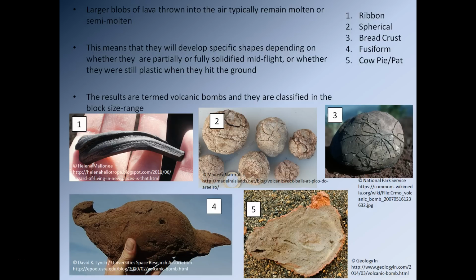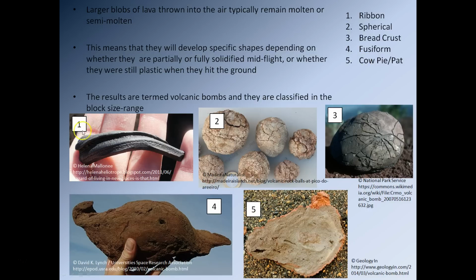So when you get larger blobs of lava thrown into the air, well, obviously, depending on what happens to them, they can cool in different ways. So it's how well cooled is the lava and how is it moving through the air. That will combine to essentially affect the shape of the particle you end up with. And of course, the particles that these blobs of magma produce are known to us as volcanic bombs. So, as you can see here, we have 5 different types of volcanic bomb. We have number 1, a ribbon bomb, number 2, a spherical bomb, number 3, a bread crust bomb, number 4, a fusiform bomb, and number 5, a cowpat bomb.